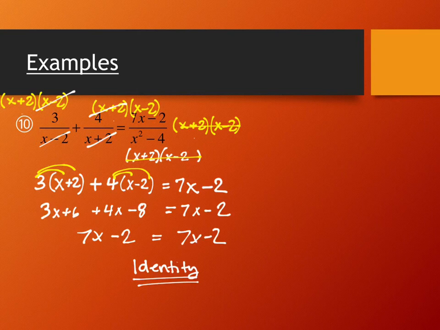In the domain. There are some numbers here that I cannot let x equal. What are they? Negative 2 and positive 2. You're exactly right. Negative 2 and positive 2. Why can I not let that happen, Elizabeth?